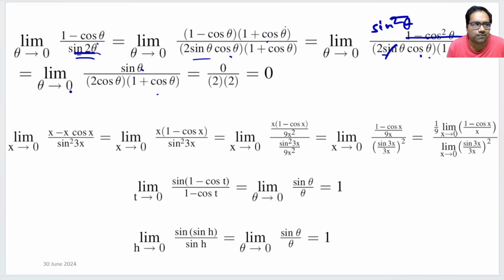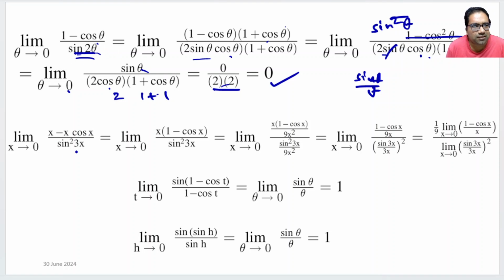Now we can substitute. Right. So this cos 0 is anyway 1. The denominator becomes 2 into 1 plus 1, which is 2 into 2. Numerator is anyway 0. So the answer is 0. Right. Everywhere we are using this sin theta by theta format. We are trying to get in the sin theta by theta format, or we are trying to simplify these trigonometric expressions to eliminate zeros from the denominator.